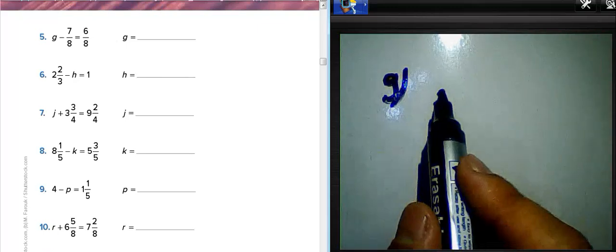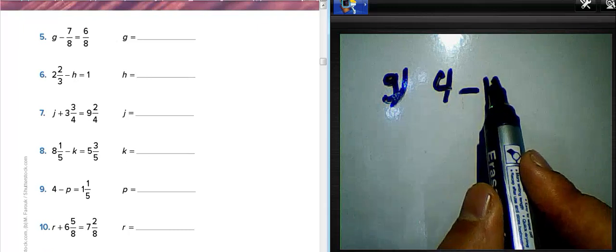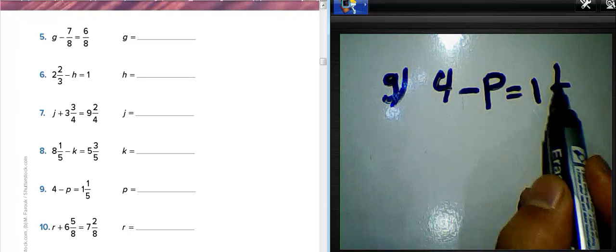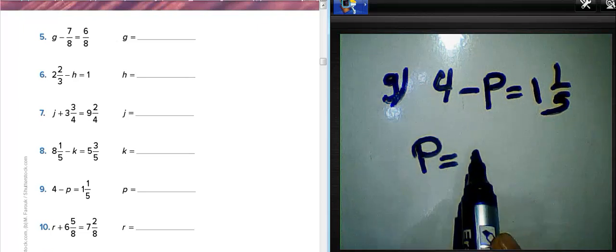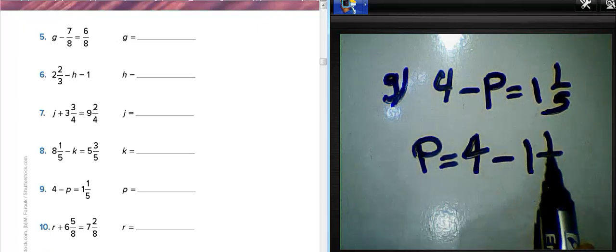Question number 9 here: 4 subtract p equals 1 and 1 over 5. To find the unknown here, we must find the difference between 4 and 1 and 1 over 5.